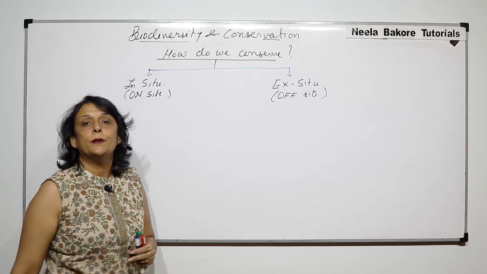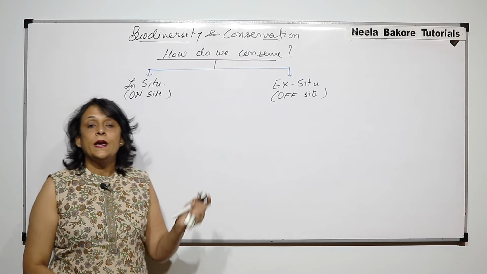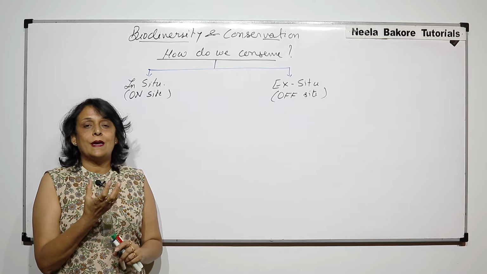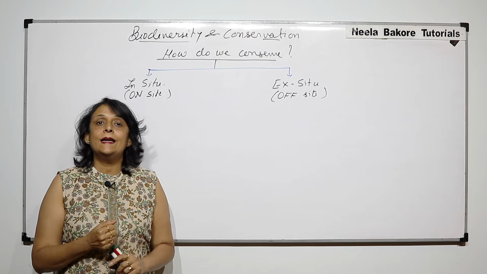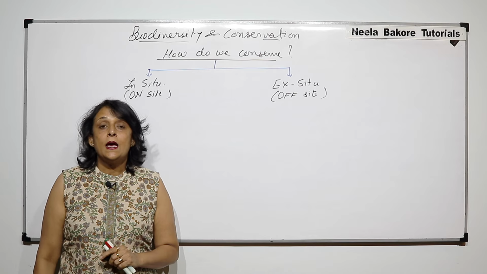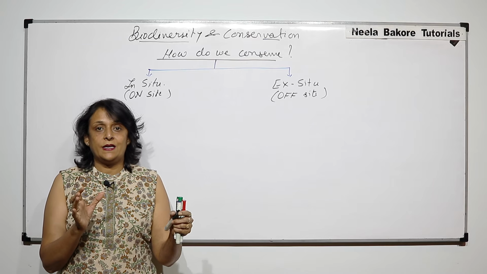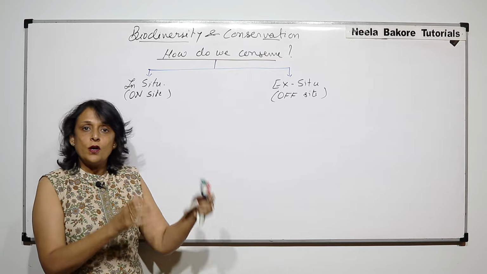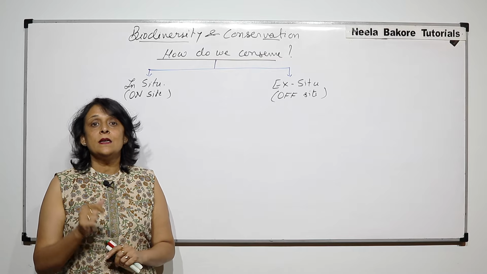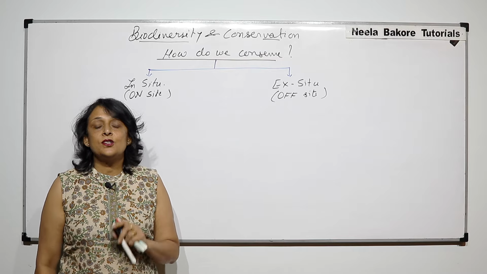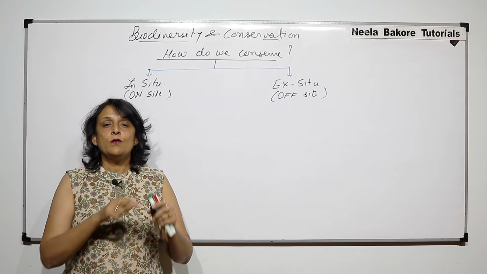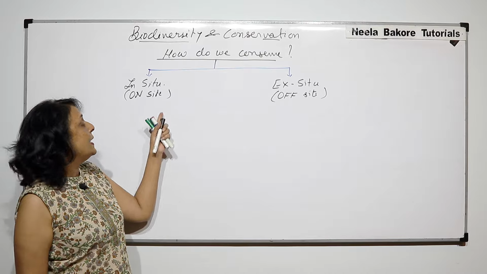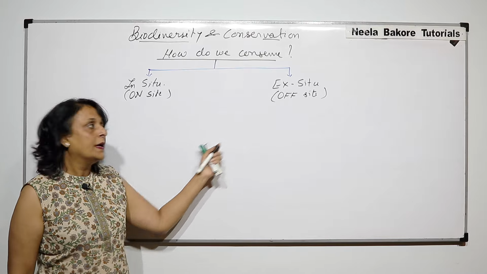We'll take an example to understand the difference between the two. In-situ means we are going to conserve where that particular organism is found or in its natural habitat, along with the natural habitat. So if we want to conserve a tiger, we are going to conserve the forest and the tiger. That means tiger in its natural habitat, which is the forest. We are going to demarcate that area, and that becomes our in-situ conservation.